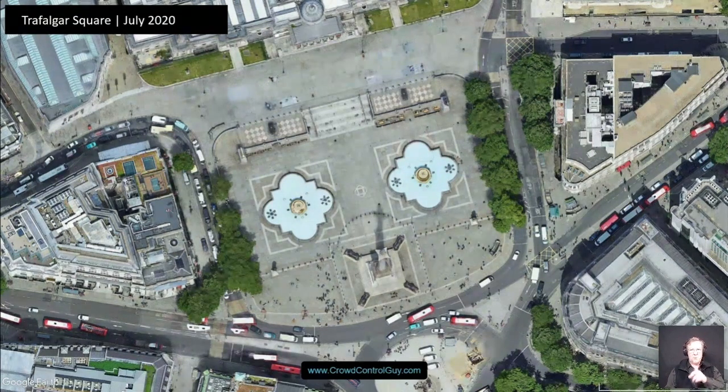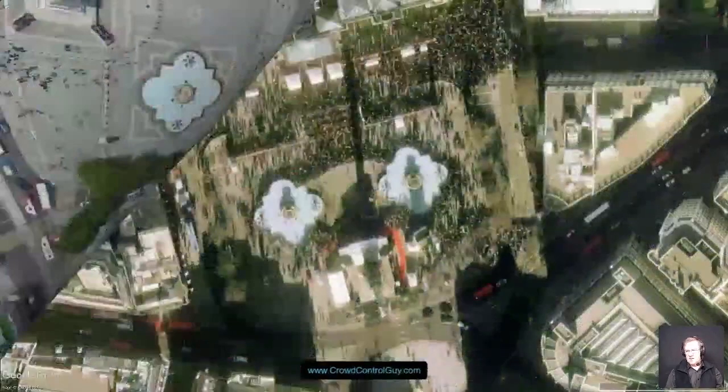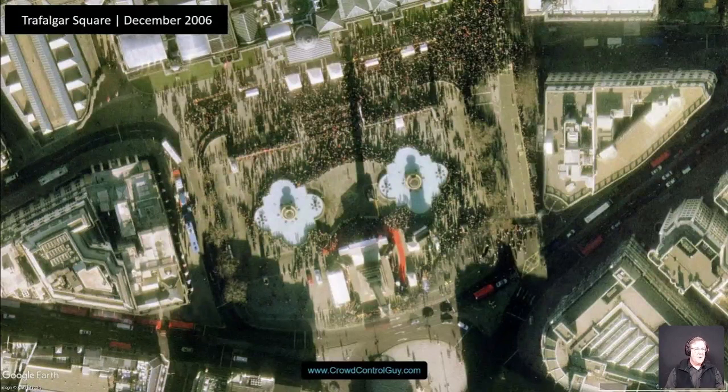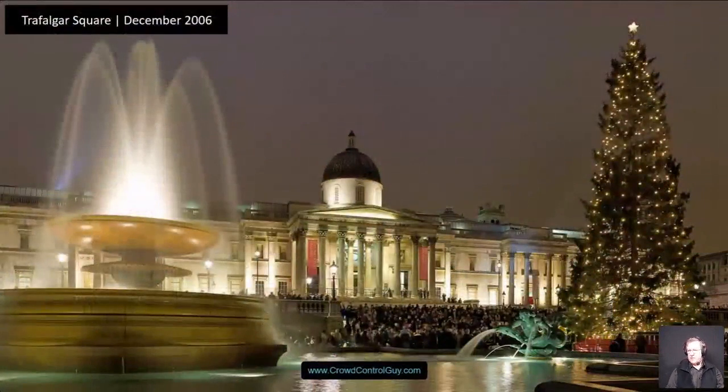My brain then asked what Mark did last night: I wonder what it would look like with a crowd. It took me less than 10 seconds to find this. Then I looked at that crowd, and Mark went, what's the crowd? That's not a normal configuration. What happened in December 2006? 10 seconds on a computer. This is what happened in December 2006. The 23rd of December, to be exact.